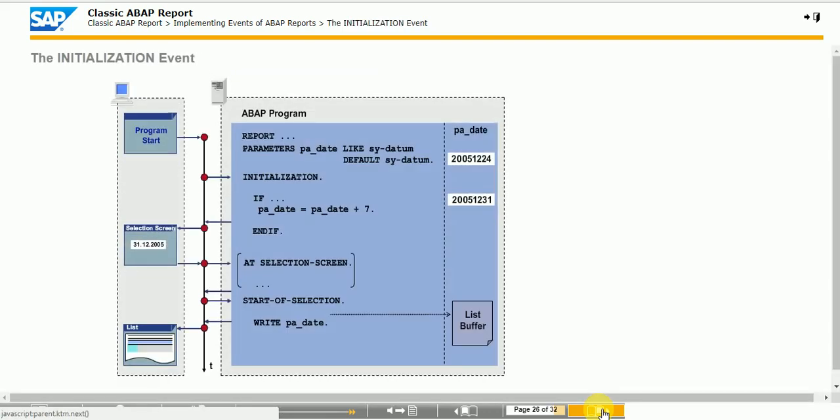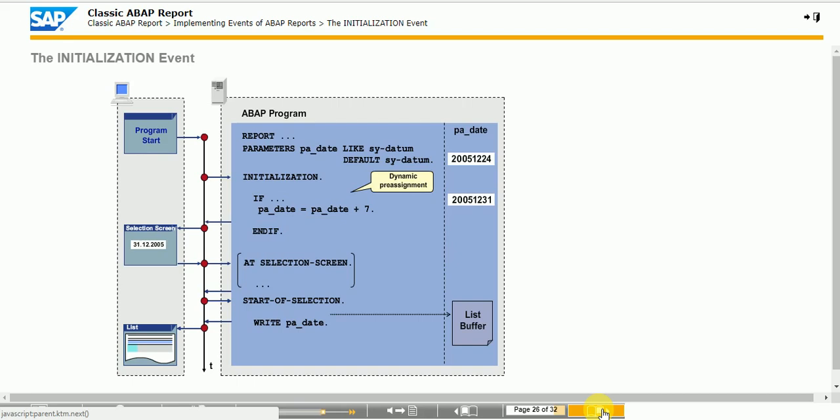The example illustrated here contains a selection screen with an input field for a date. Under normal circumstances, the current date should appear as the default value, or default SY-DATUM. However, under certain conditions, such as if the date of the same weekday of the following week, for example, PA date is equal to PA date plus 7, is to be displayed as the default value.